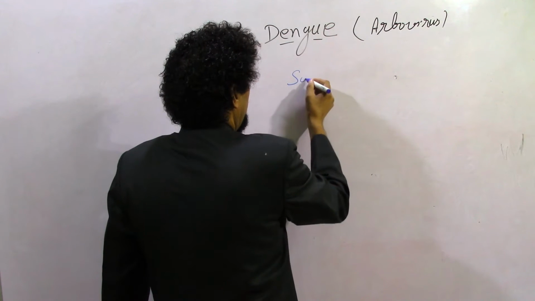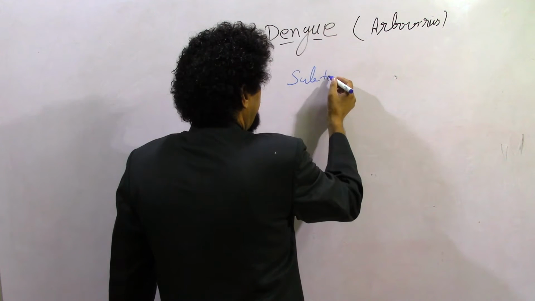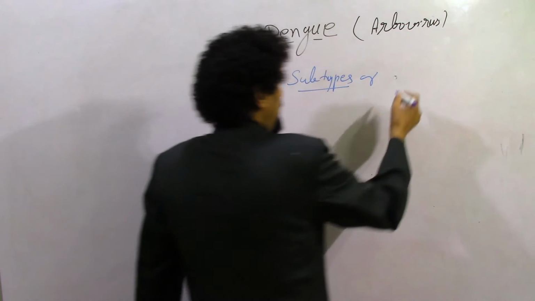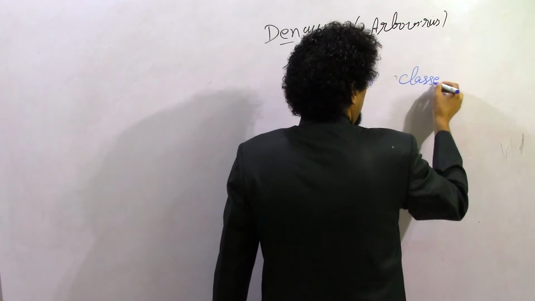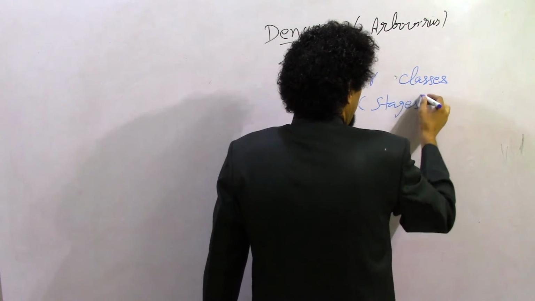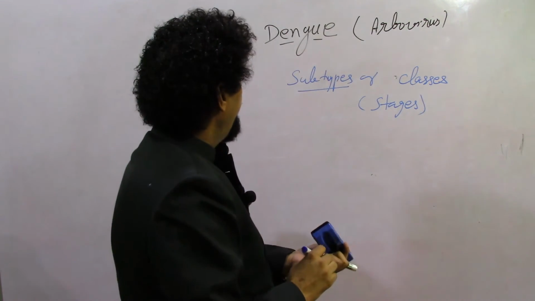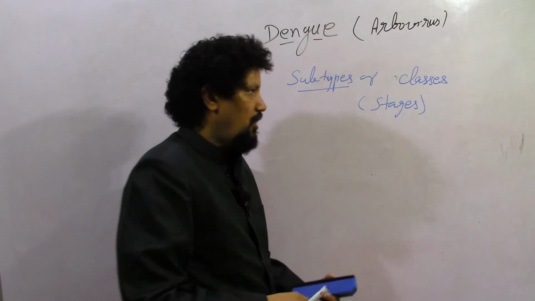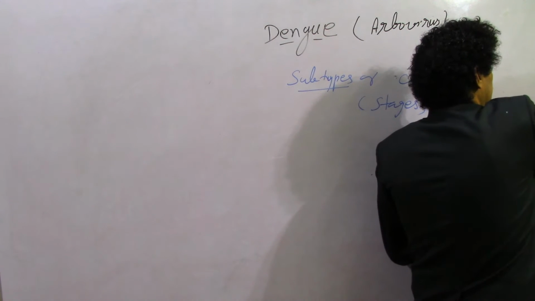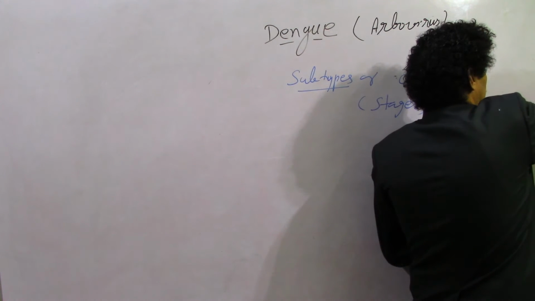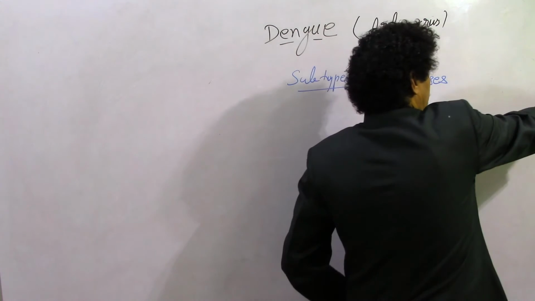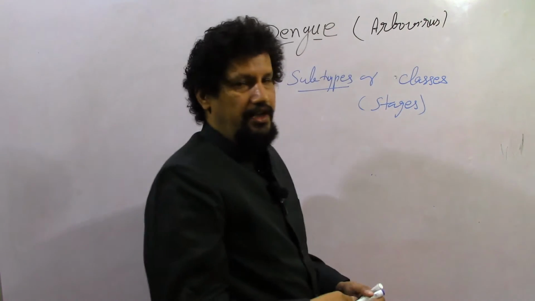So there are some subtypes or classes, or I can say stages of the disease. The dengue virus can cause a very simple febrile disease, or it may cause a more severe form of the disease, dengue hemorrhagic fever.